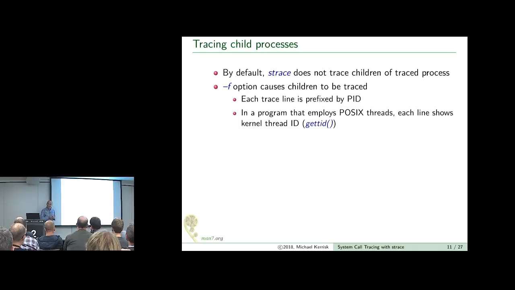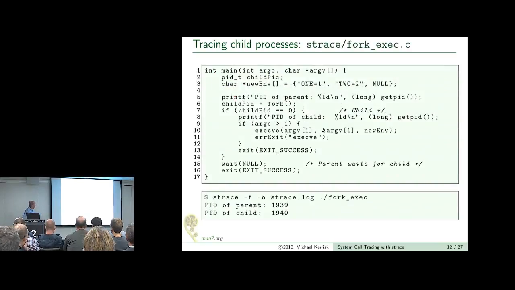Now every line of output in the strace output is prefixed by a PID. This even works with programs that use threads, by the way, POSIX threads, for example. In this case, each line gets prefixed by the kernel thread ID that is used underneath to implement the POSIX thread. And so, again, a little example here.